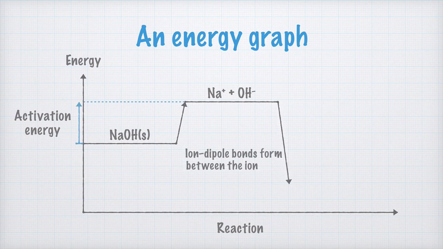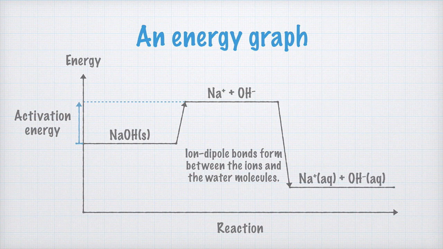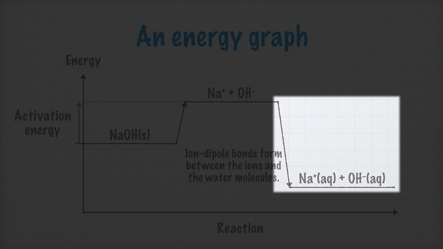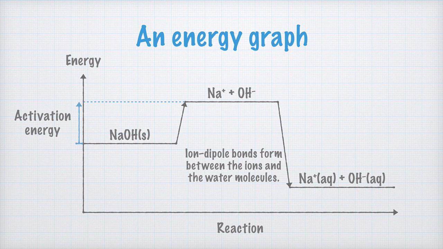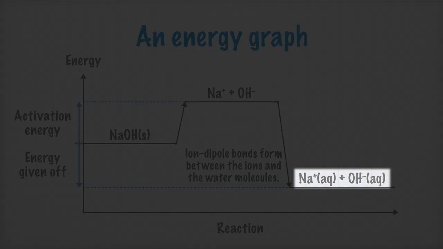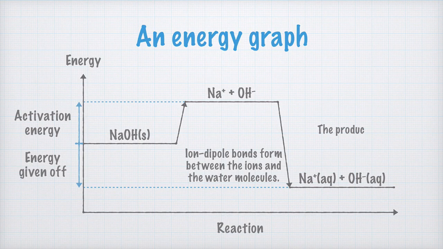When the ions become aqueous, new bonds form between the ions and the water molecules, ion dipole bonds. When these bonds form, energy is always released. When the aqueous sodium and hydroxide ions form, more energy than the activation energy is released, which is why the surrounding water heats up and the temperature rises. Since in total energy is given off, the products here, the aqueous sodium and hydroxide ions, have less energy than the reactants, the solid sodium hydroxide. This is typical for exothermic reactions.